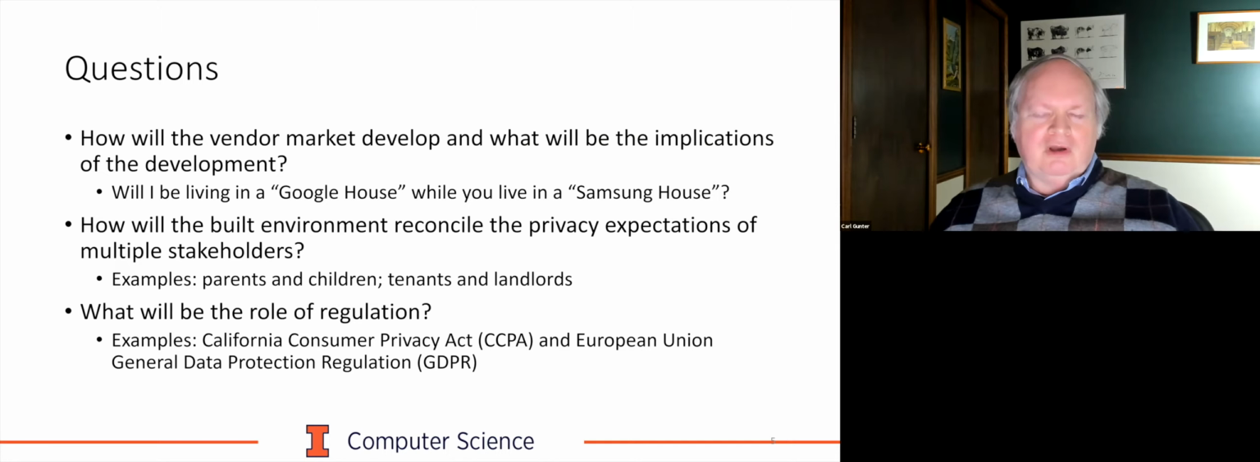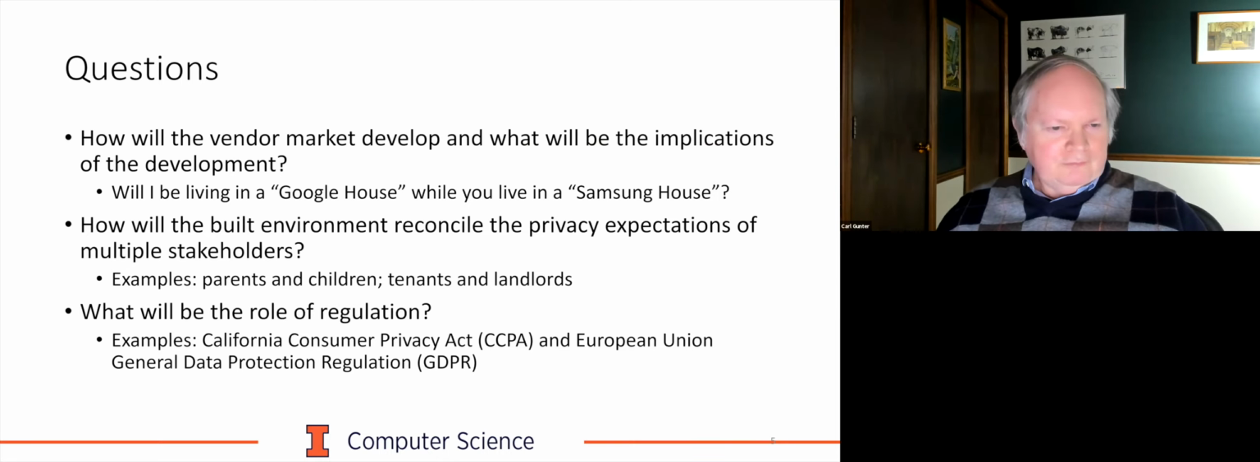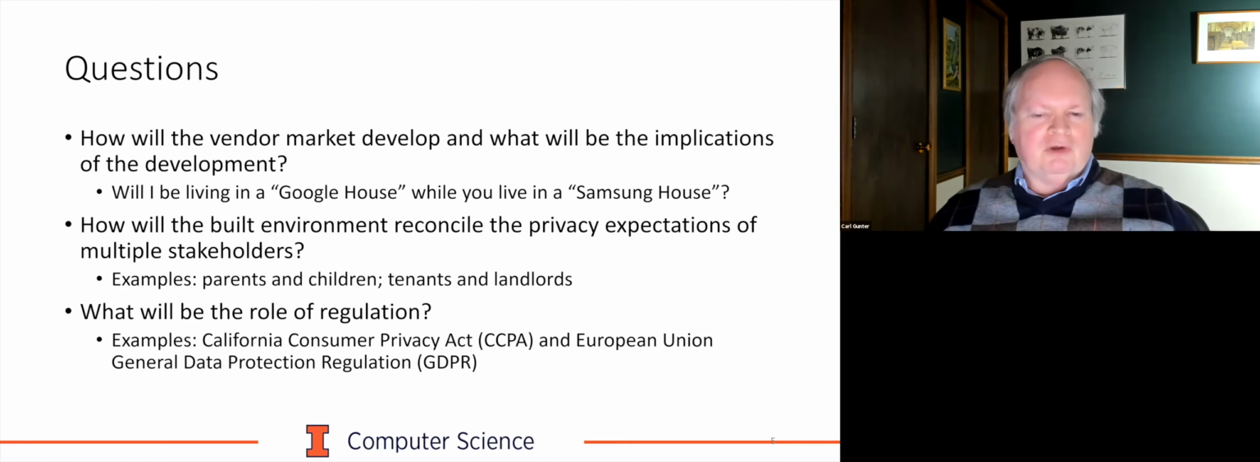Right now you have complex, unintegrated devices around the house. Maybe what we're headed towards is instead you have a Google house and I have a Samsung house. And so the houses will be equipped, but more by a cooperating or a single vendor. Okay. And another problem in this space is that it brings up the issue of dealing with multiple stakeholders. So you have parents and children, tenants and landlords, and you have to deal with their differences of opinion and differences of concern.